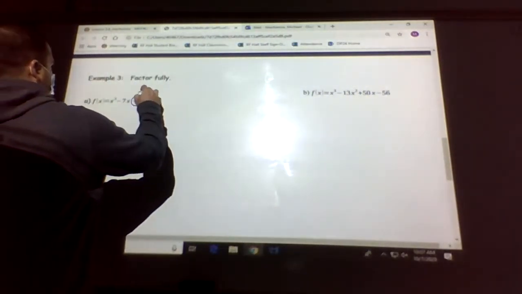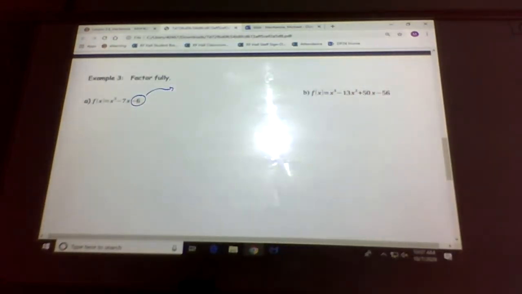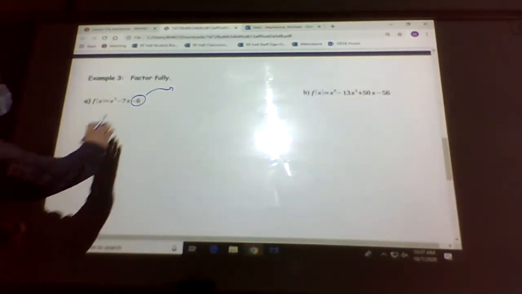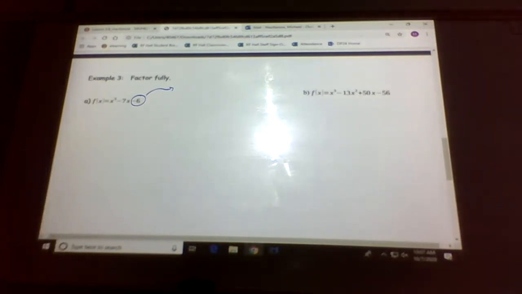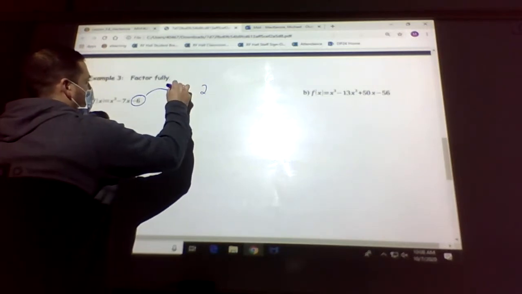You're going to plug in factors of -6 into the equation. If you plug it in and it gives you an answer of 0, then we know it is a factor. So let's say this positive 6. What are factors of 6? Any factors of 6? What can 6 break down into? 3 and 2.